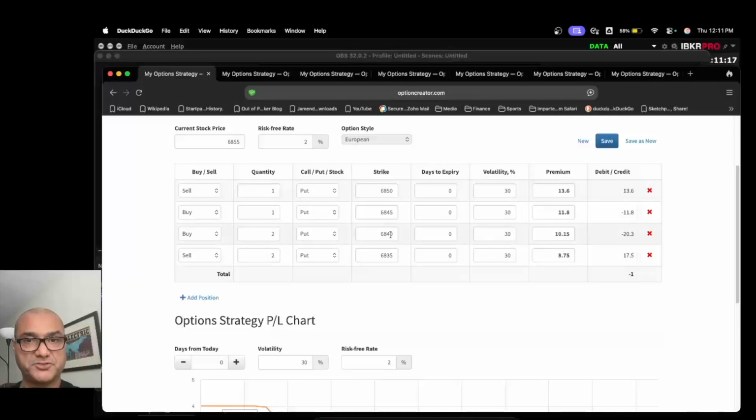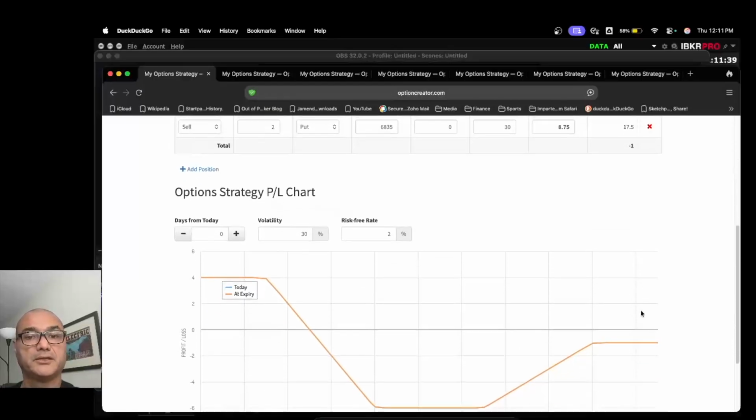I bought two 3540s and I sold the 4550 one time. So this is a 1x2. And the put spreads that I bought at 3540, that was done for $1.40. So total cost of the trade was $1. This is excluding commissions, by the way.